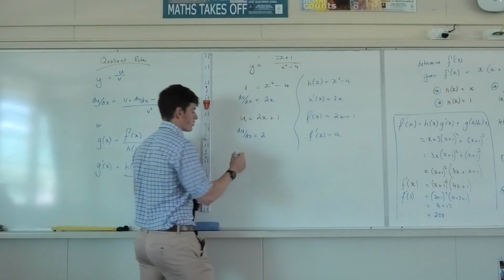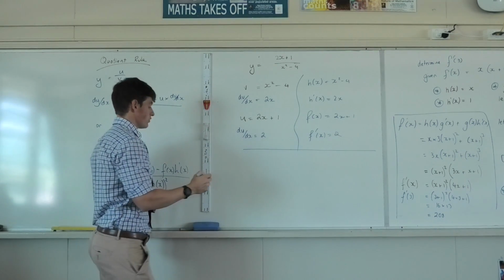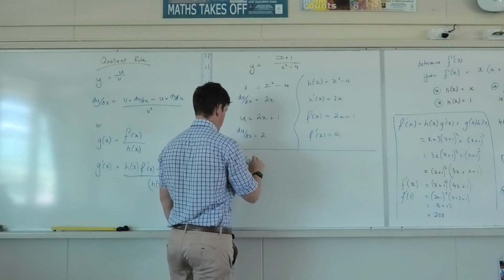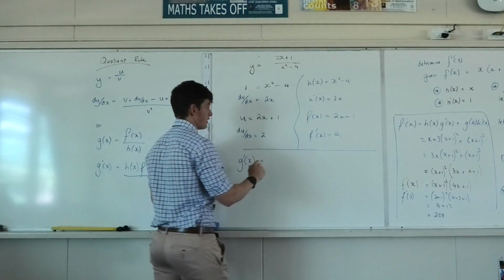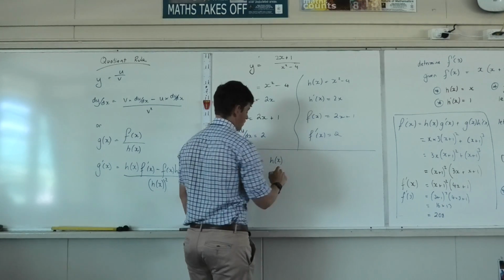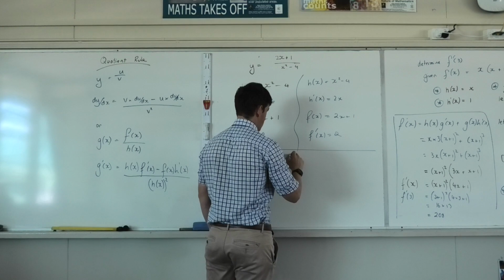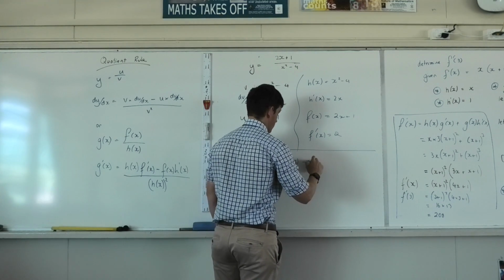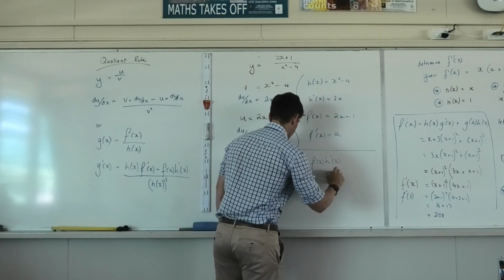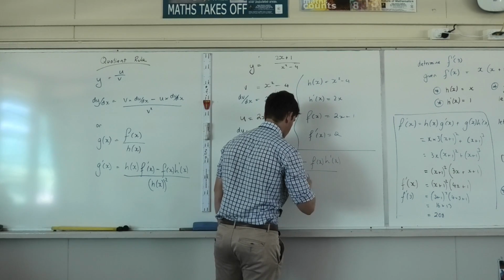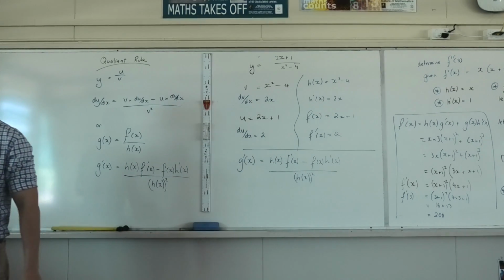So from this point on, I'm just going to use the right-hand method, just so I'm not getting confused. So g dash x equals, order matters here, hx goes first. What's going to be multiplied by hx? f dash x minus fx h dash x divided by hx squared. And from this point on, I just simply sub in my values.